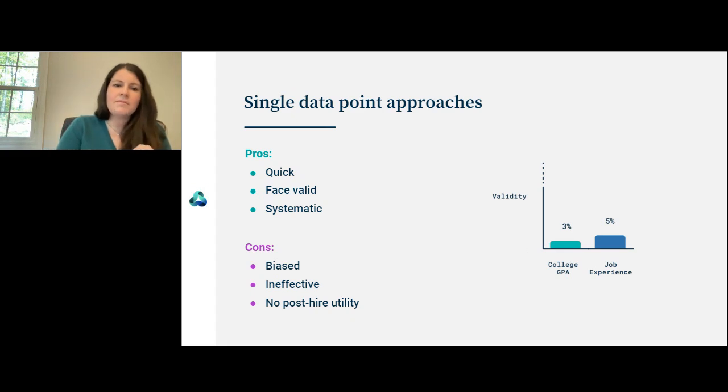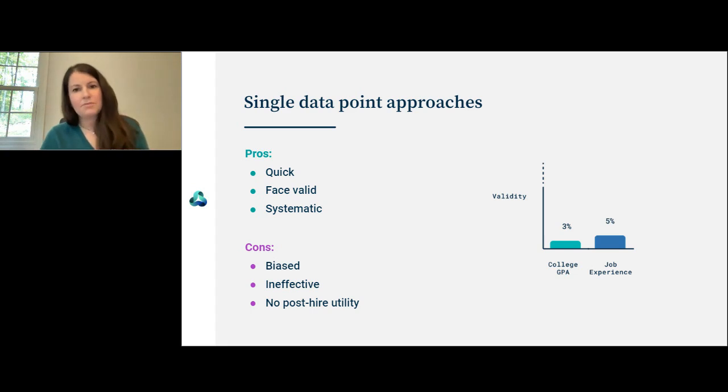The next common approach I want to talk about is really our single data point approach. It's one piece of data that tells us, does this person meet the minimum requirements? Is this someone I should be moving forward with? Things like college GPA or job experience. Now, college GPA only has a 3% predictive validity. That's not going to get you very far. And colleges actually calculate GPA in different ways. So although it's a cut and dry number, it can honestly mean different things for different people.